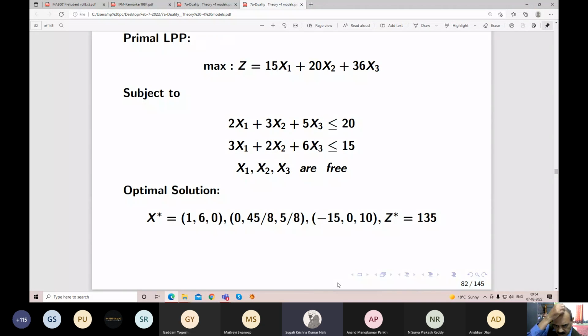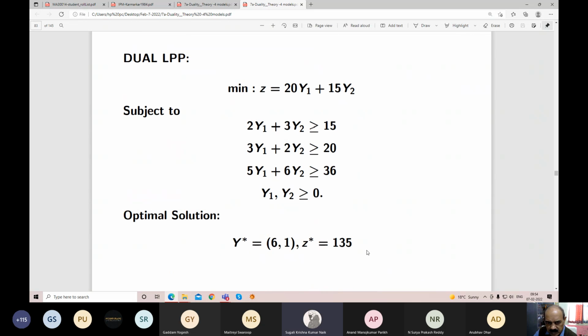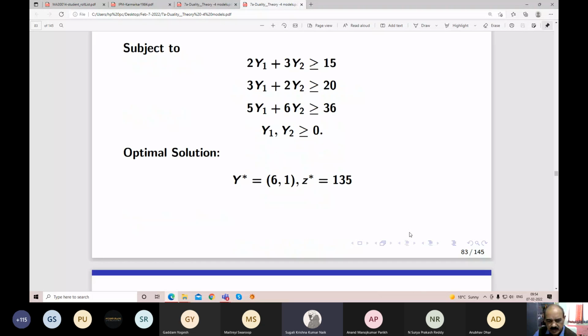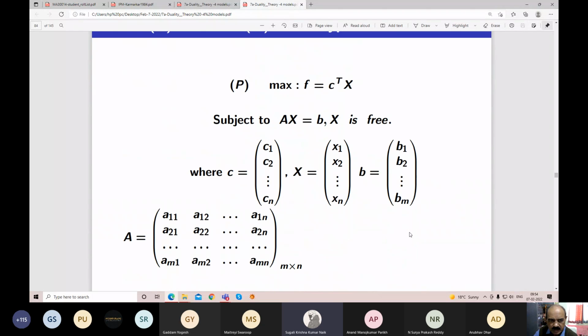There are 3 points. See, first one is positive, all the components. Second one also positive. Third one is negative. But the value of the auxiliary function is positive 135, and the dual problem is like this, and variables are non-negative. Variables are 6 and 1. Okay, that's all. The last one I'll cover.